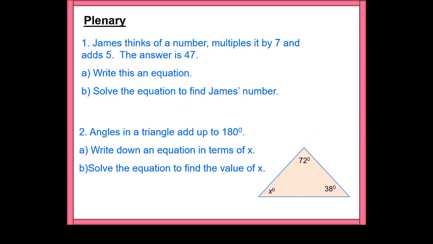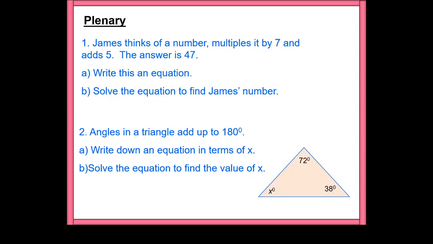Okay, finally today then, we're going to have a look at what happens when we do worded questions. So our first question, James thinks of a number. Whenever it says he thinks of a number, we need to give that a letter. That's our unknown, and you can use any letter that you like. He multiplies it by 7 and adds 5. The answer is 47. We need to write that as an equation.